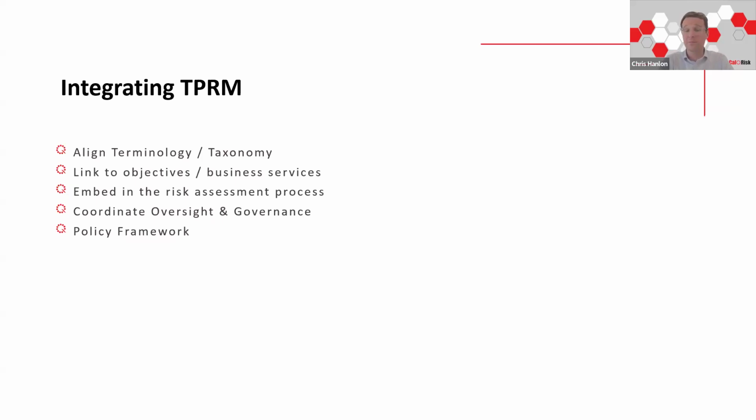Coordinate the oversight and governance. So I think we had that poll already around, do we report all the time, some of the time, or none of the time? So do think about how we can get third party on the agenda. How do we get third-party risk built into the usual reports? And then have a bit of a think around it from a policy framework perspective.